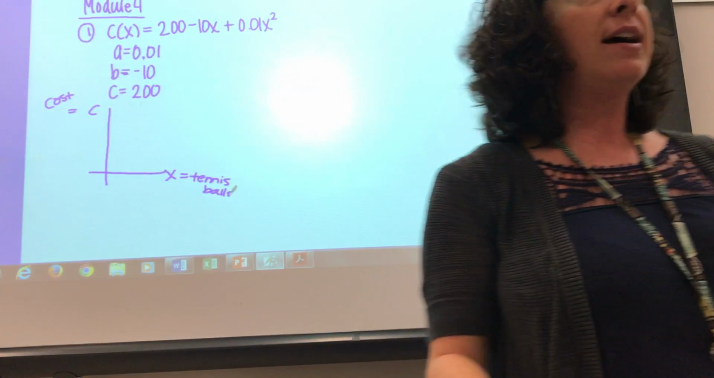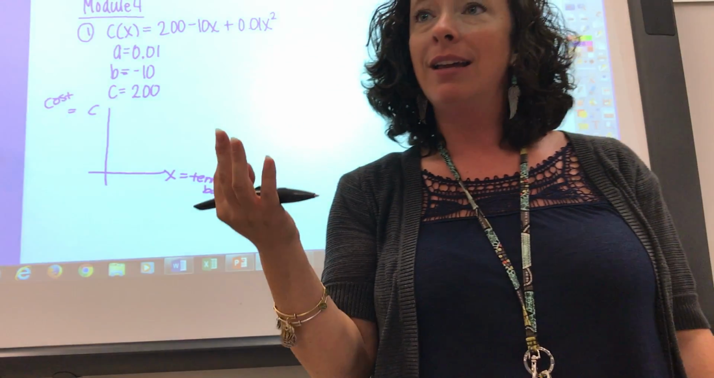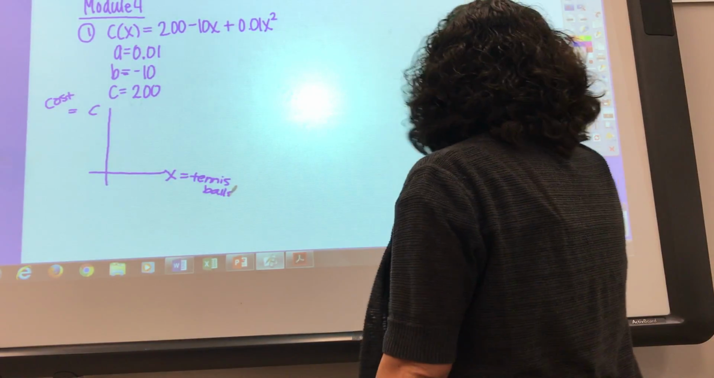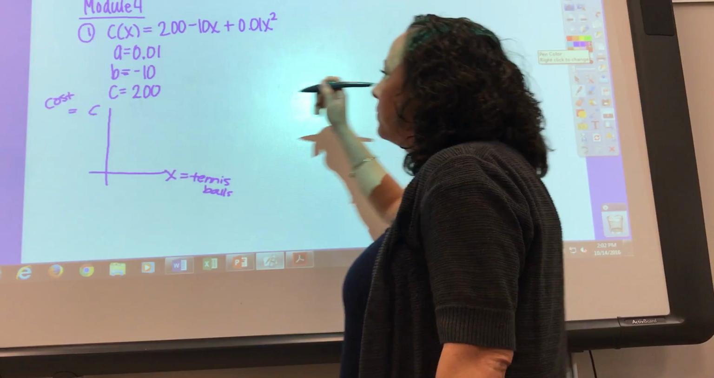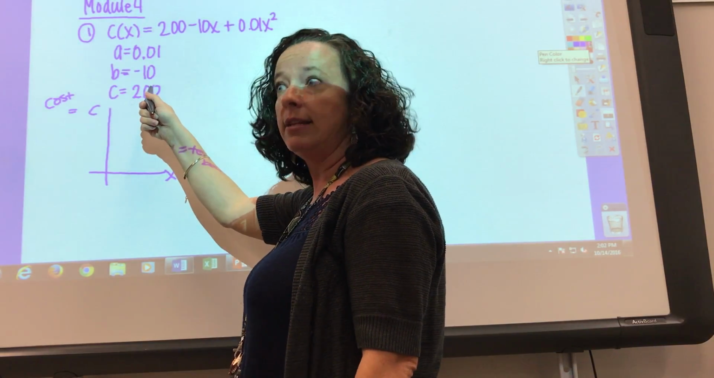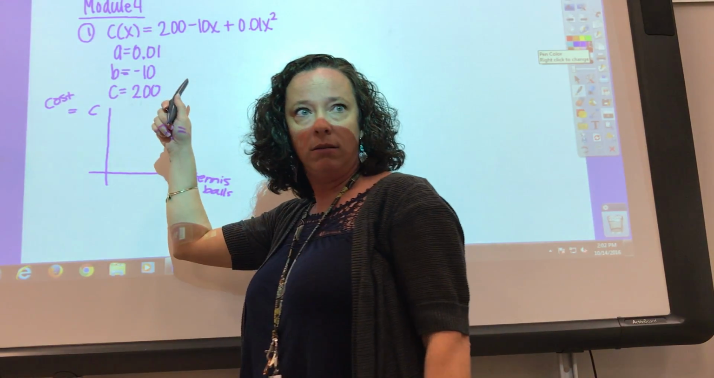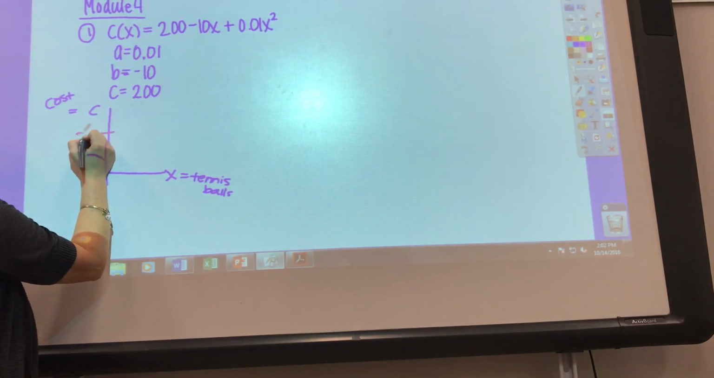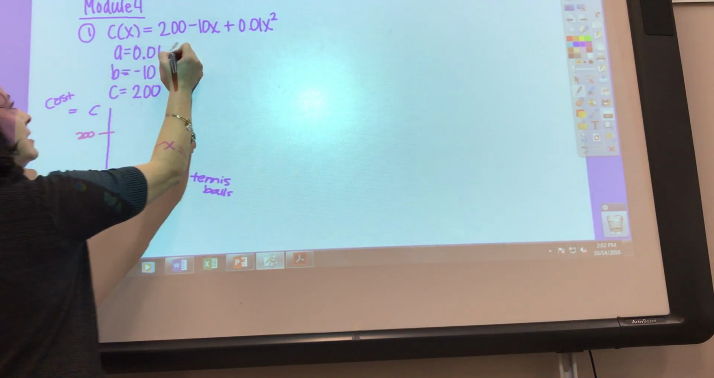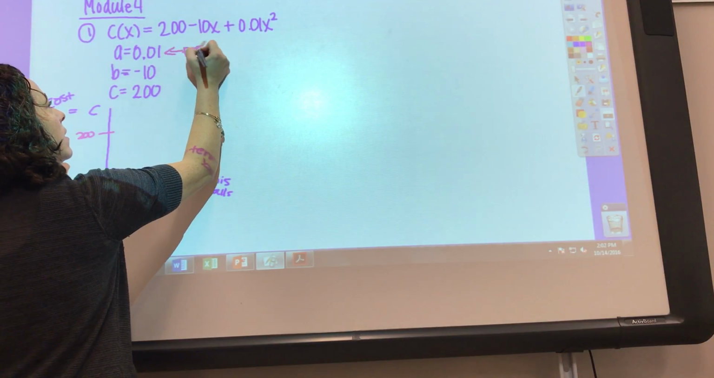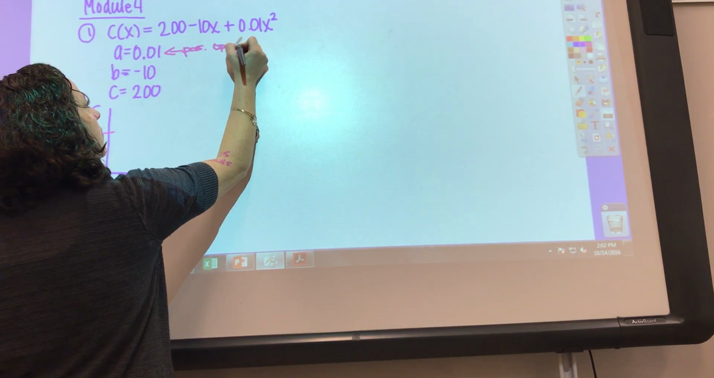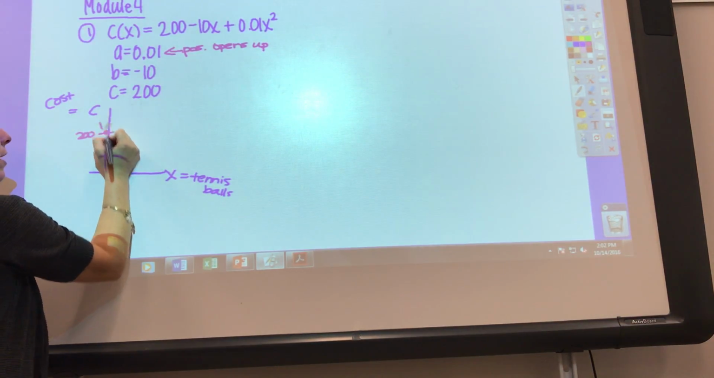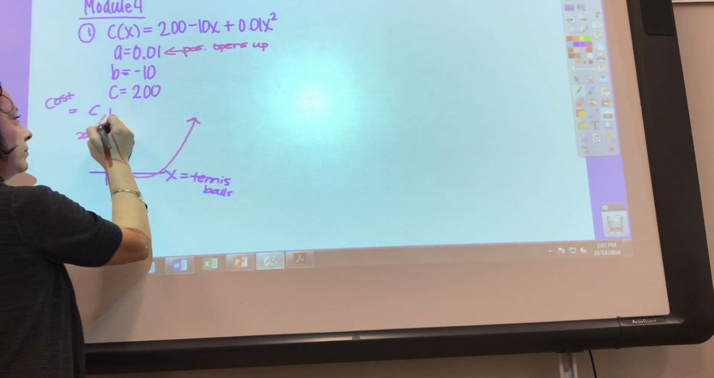We have not done this one. All of the ones we have done have been maximums, I think. Well, it's the same process. We have a minimum, but where does this graph cross the y-axis? At C. You always cross the y-axis at the C value. So we know it crosses at 200, and we know that this is positive, so it opens up.